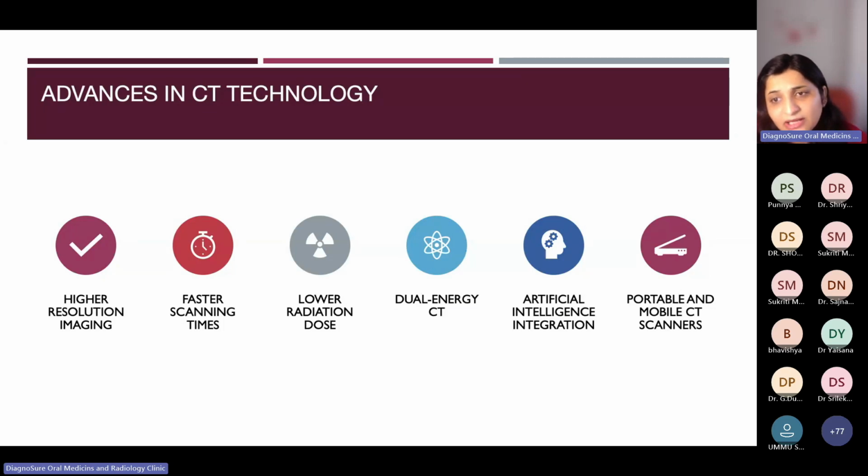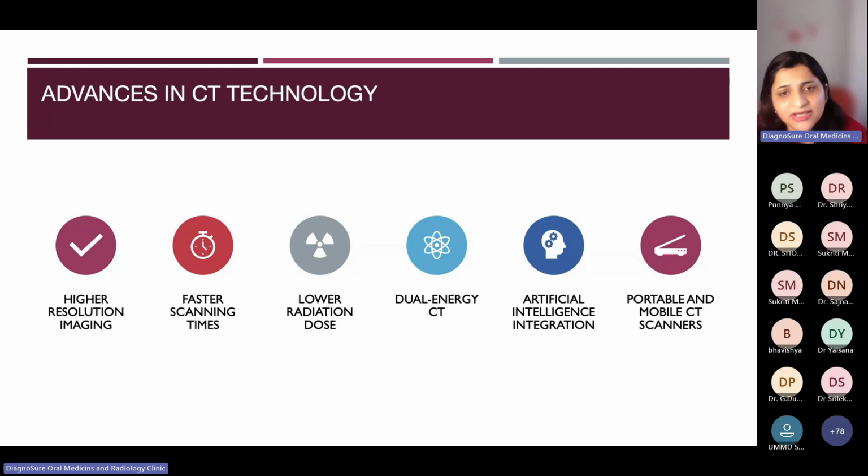Faster scanning time. Advances in scanner technology have reduced the time required to perform a CT scan, which enhances patient comfort and reduces motion artifacts. This is especially relevant when CT scans are taken for the lung, where there are motion artifacts and movement is inevitable. But still, faster scanning techniques are coming up, which are reducing these artifacts.